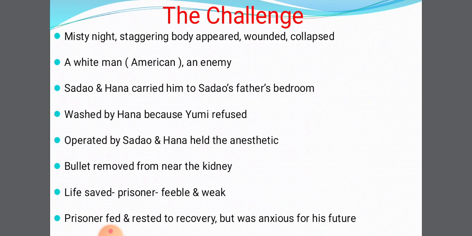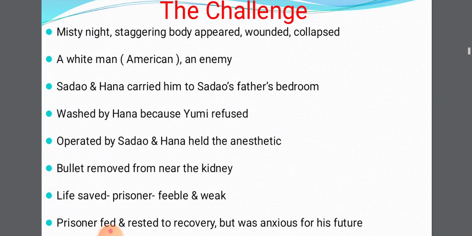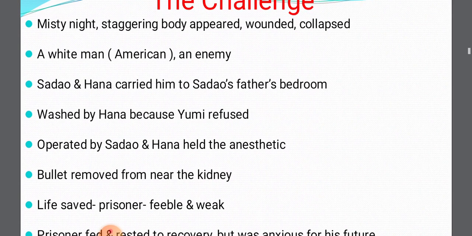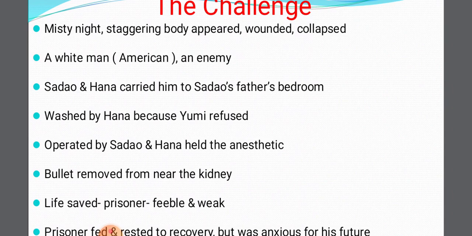Misty nights, staggering body appeared, wounded and collapsed. Now, one day they found that one staggering body in the misty night was coming towards them. Their house was on the beach near the coast, the coastal line. So suddenly they saw who was that man, a white man, American, an enemy. Now, why enemy? Because America was in war with Japan during the Second World War.